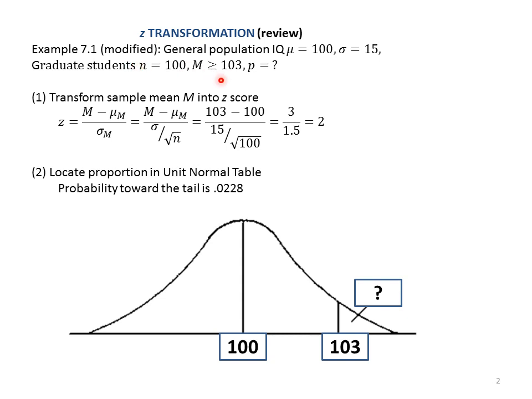First we transform this sample mean 103 into its Z-score, and that's 2. And then we find 2 in column A in the unit normal table, and its column C is 0.0228. So we know in the standard normal distribution, the mean is 0, the Z-score is 2, and the area in the tail is 0.0228.